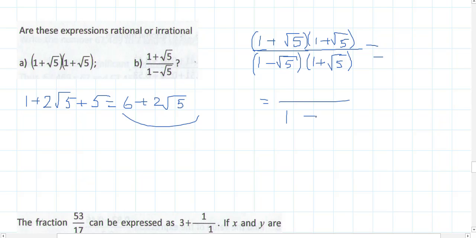So it is 1 minus 5, and our numerator is this one. Again, we can use the previous example, so it will be 6 plus 2 square root of 5. The answer is 6 plus 2 square root of 5 over minus 4. Is it rational or irrational? This is an irrational number. Again, we get an irrational number.